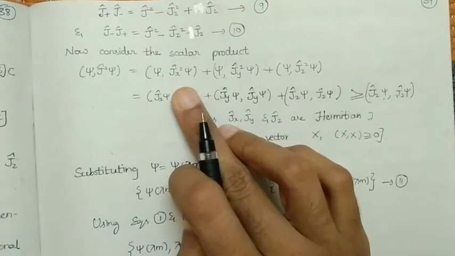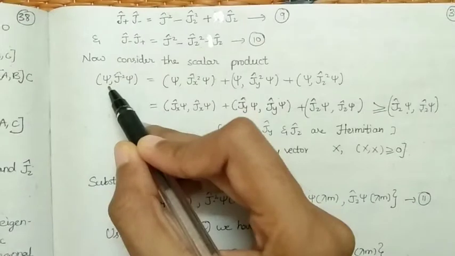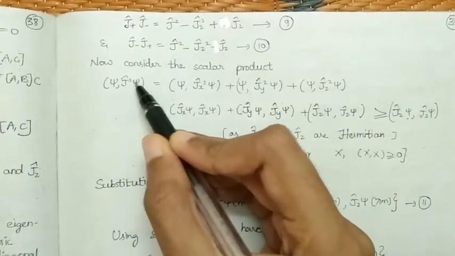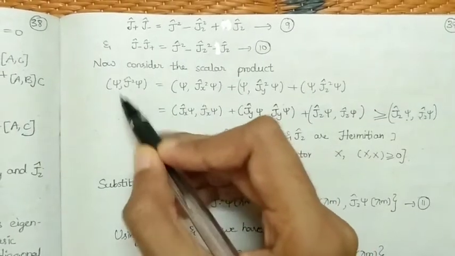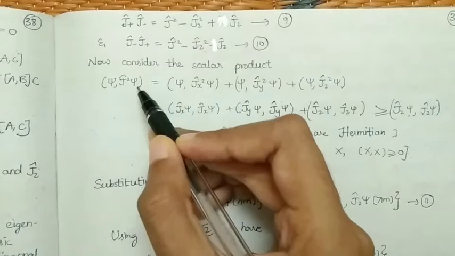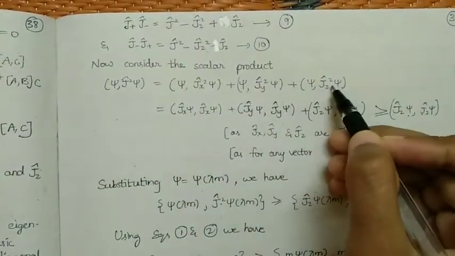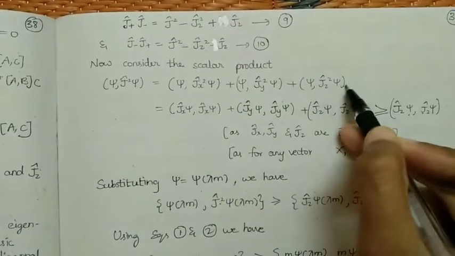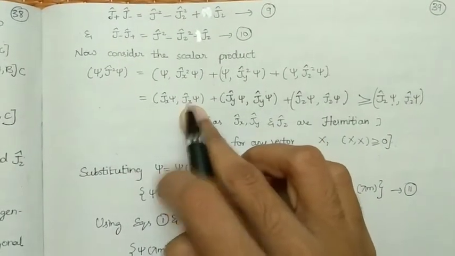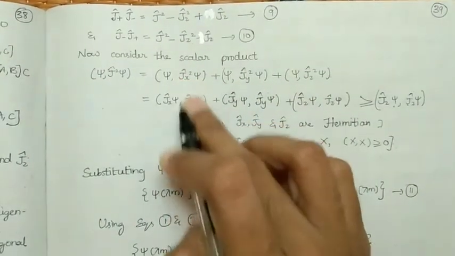And next, now consider the scalar product. If we consider the scalar product, ⟨ψ|J square|ψ⟩, that is J square operating on the wave function and again multiplying with that wave function. J square can be written as Jx square plus Jy square plus Jz square. So we are just distributing this, and this could be written as this. Here Jx square is there, and we are just distributing it.